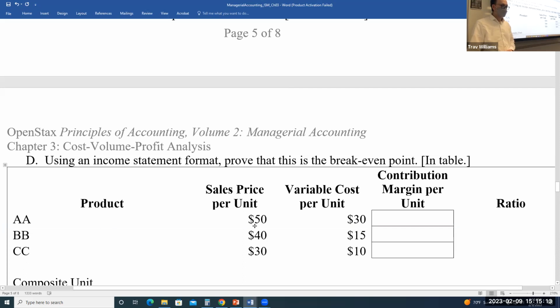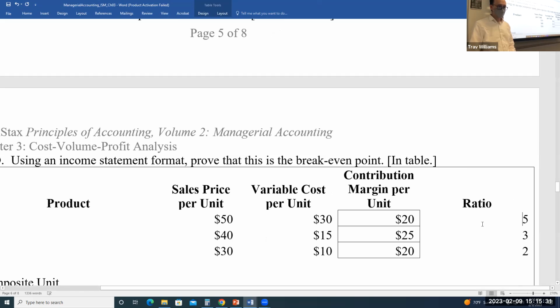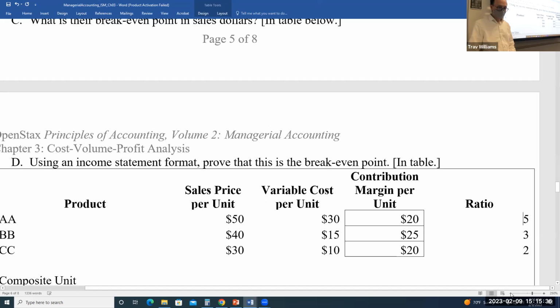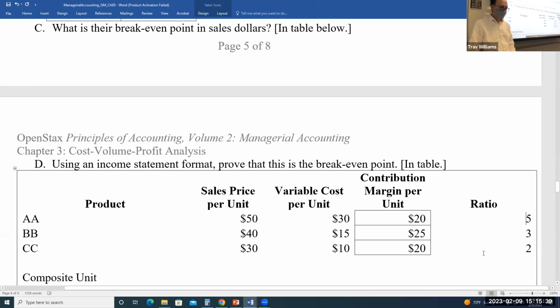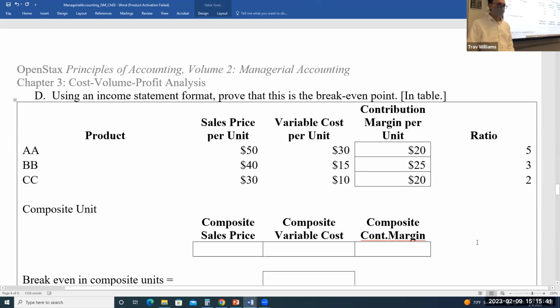Here are the 3 products. We take the sales price for each unit of each product minus the variable cost. We get the contribution margin per unit. We have 20, right? 25 and 20. Here's our ratio. 5, 3, and 2. Okay, so now what we have to figure out is what is our contribution margin per composite unit?